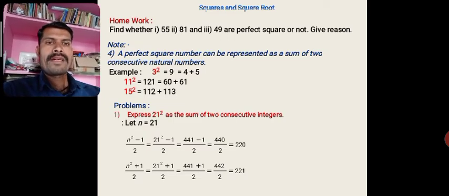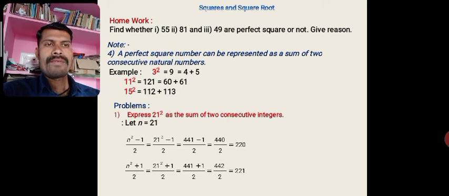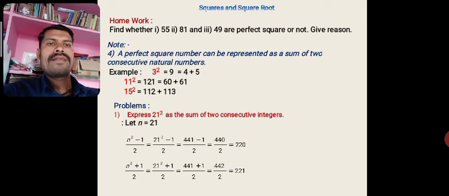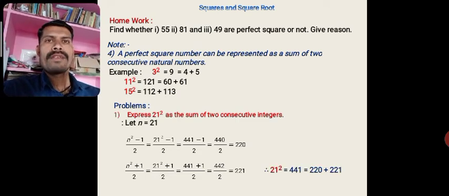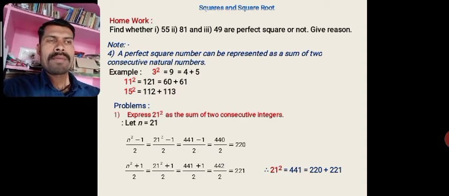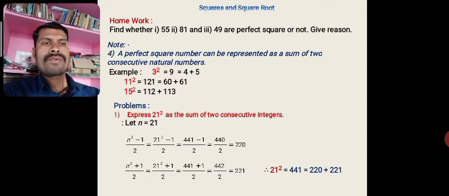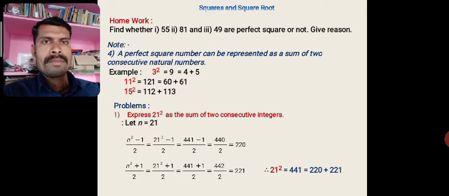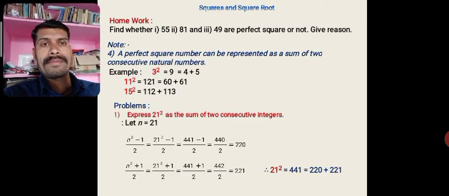(n square plus 1) by 2 form, that is (21 square plus 1) by 2: 441 plus 1 is 442, by 2 is 221. If you add 220 plus 221, we will get 441, which is the square of 21. Therefore 21 square is 441. That 441 can be represented as the sum of two consecutive natural numbers, 220 plus 221. Okay, this is the rule behind this.